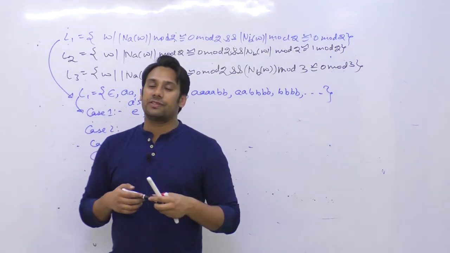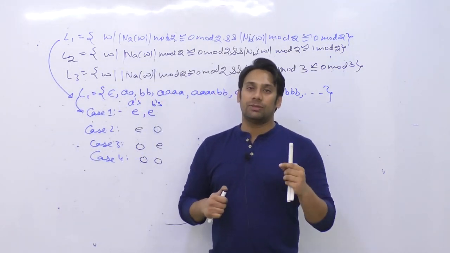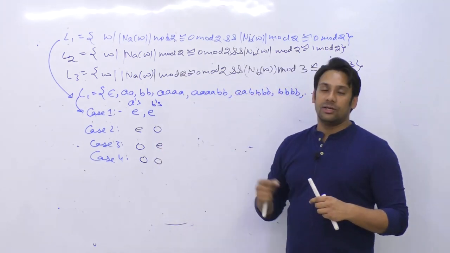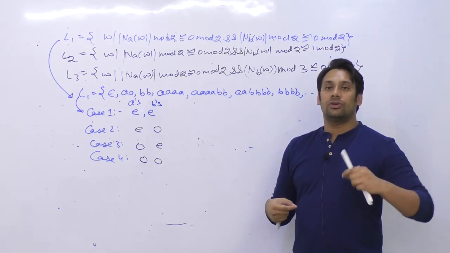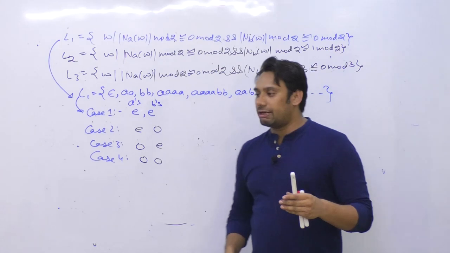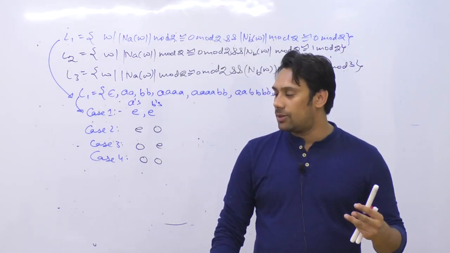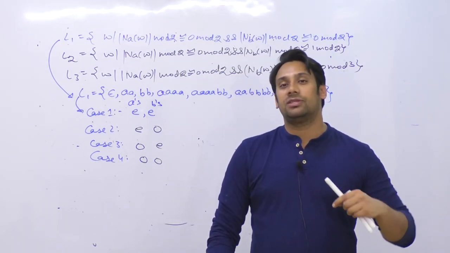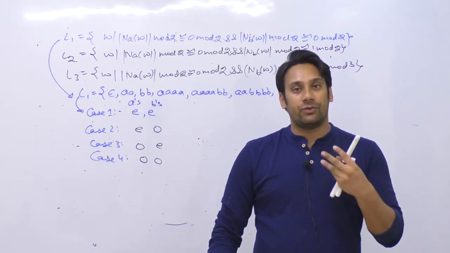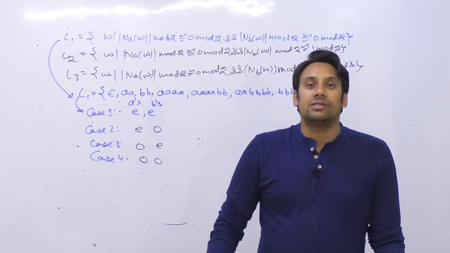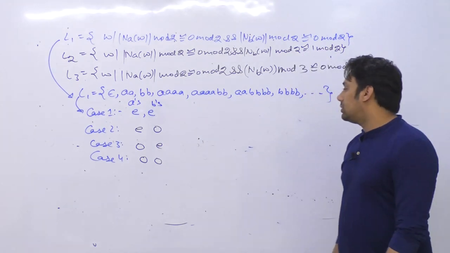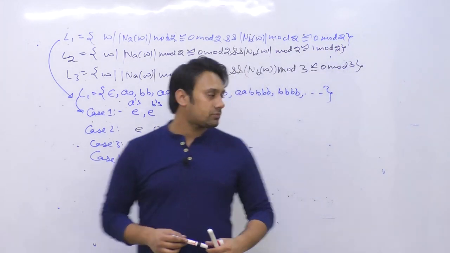Jis tarike se whenever we say we have mod 3, so mod 3 mein we can have only 3 remainders. Here in this case, in this language, we can have 4 possible cases. So there will be four states. Jaise agar aap mod 3 karenge to mod 3 mein aapke paas 3 remainders honge. When we take mod 7, that means there will be 7 remainders. There are 7 possible states. When I say here in this case, we have only 4 possible cases. That means we'll be having 4 possible states.